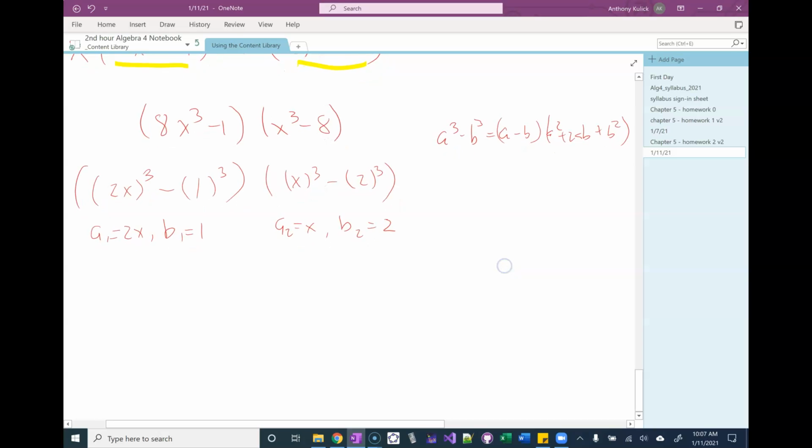All right. So I have A minus B, so 2x minus 1, times A squared, so 2x squared, which would be 2x times 2x, which is 4x squared, plus A times B, so 2x, plus B squared, so 1 squared is 1. And then my next piece, I'm going to have A minus B, so x minus 2, and then A squared, so x squared, plus A times B, so that's 2x, plus B squared, so that's 4.